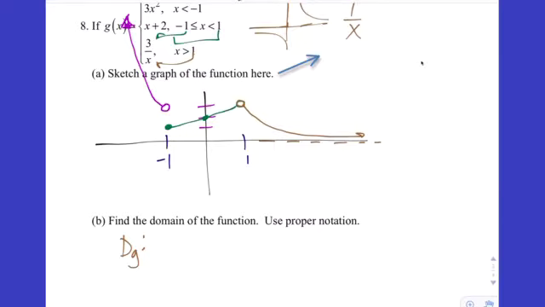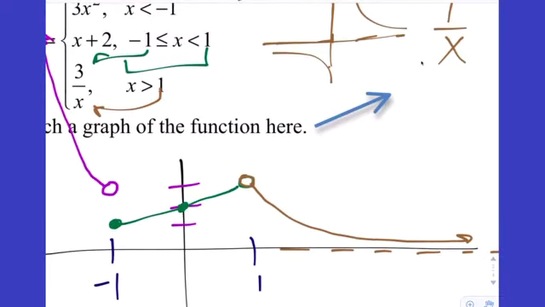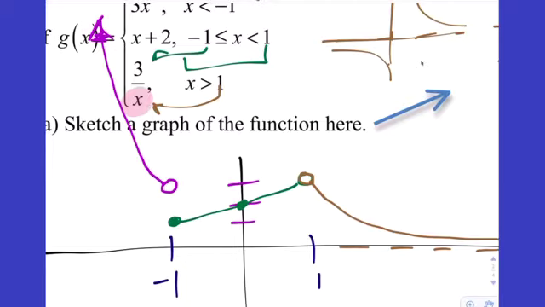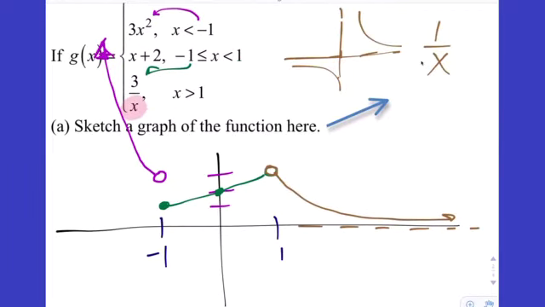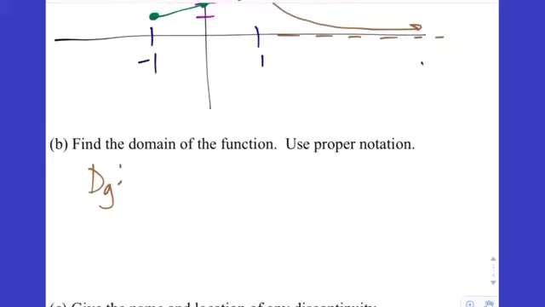Every value between -1 and 1 is going to have a green y value. And every value to the right of 1 is going to have a brown y value. The only one that's not in the domain is what? 1. Okay? Now, even though 3 over x had a vertical asymptote at 0 built in, we don't see it because we're only using that graph to the right of 1. So 1 is explicitly not defined. It's strictly less than and greater than. So the domain is going to be everything except 1. So the set of all x such that x is not 1.